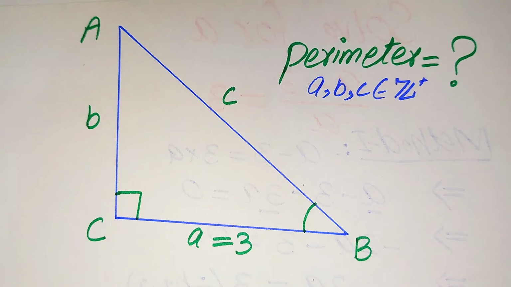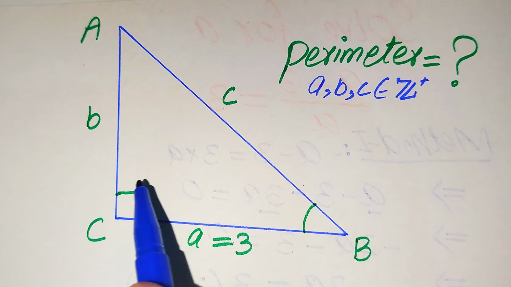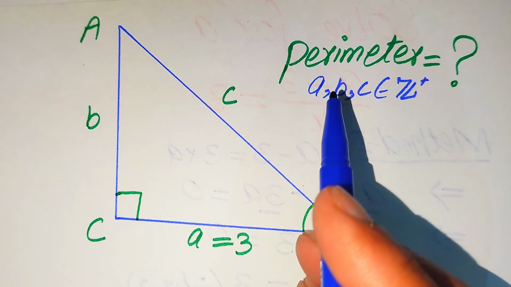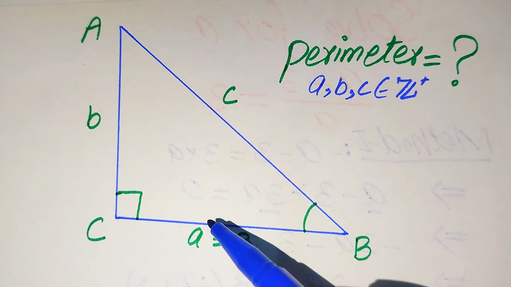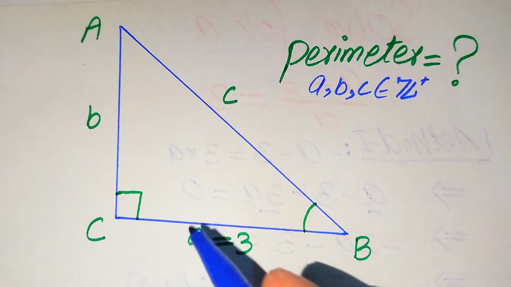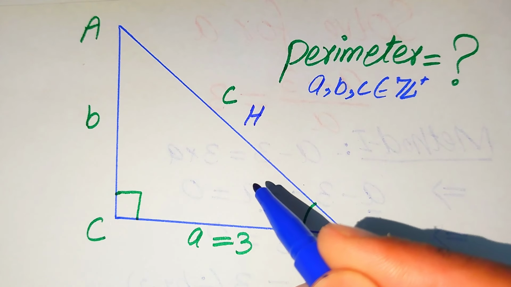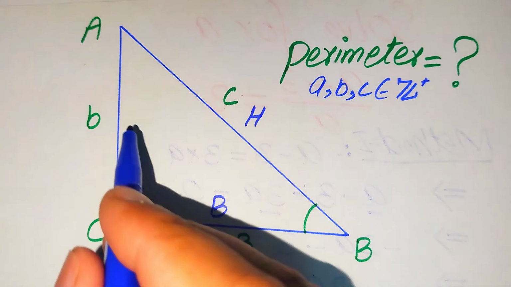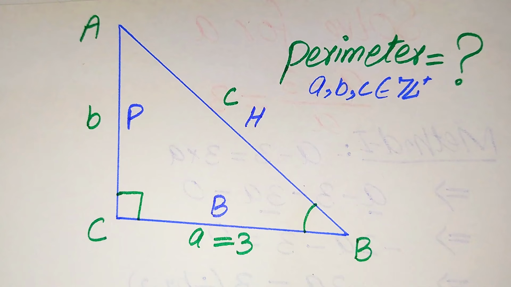So for the perimeter of this triangle, we need to find the values of the other two unknown sides, and then we easily use the perimeter formula and get the required value. Here you see this is a nice right triangle, and the side opposite to the right angle is called the hypotenuse, the side joining the two other angles is called the base, and the third side is called the perpendicular or altitude of this triangle.